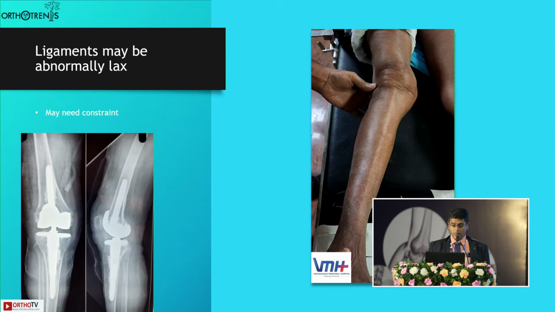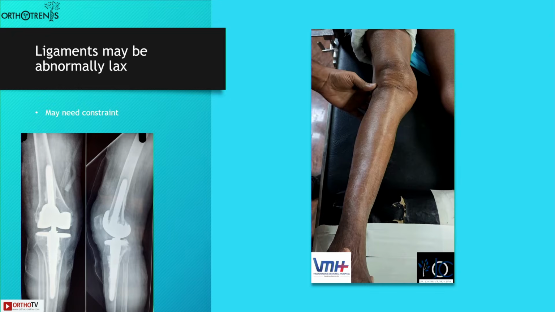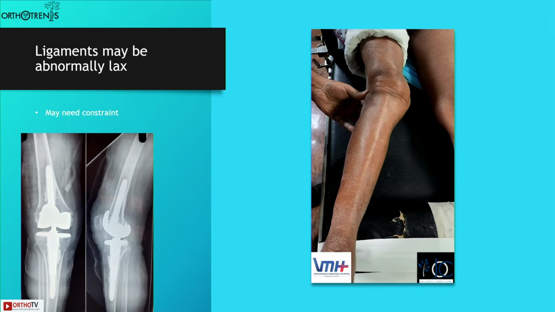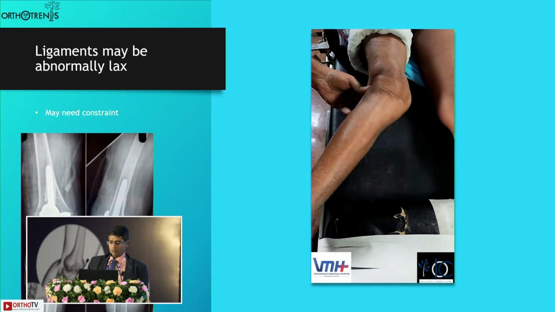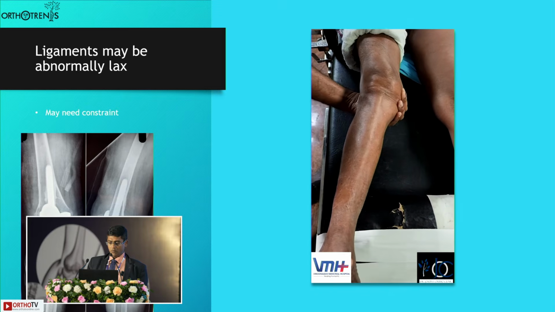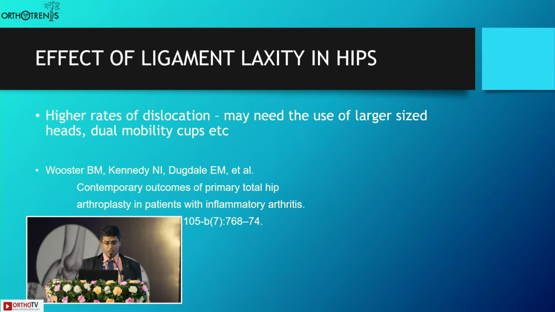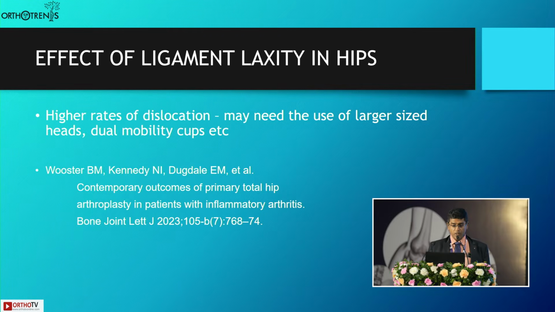So some of these patients can have excessive ligament laxities. Which would obviously mean that if it is excessively lax, you will have to go in for some kind of constraint, especially if it is the medial, the hinge would be your choice.